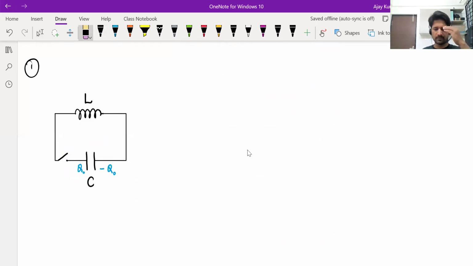Consider a system like this. We already have the charge equation, which we derived for this particular case. If you close the switch at t equal to 0, then charge as a function of time, I should write small q, the charge on the left plate of the capacitor as a function of time, will be initial charge q naught sine of omega t plus phi. When t equals 0, the left plate had the charge q naught on it.